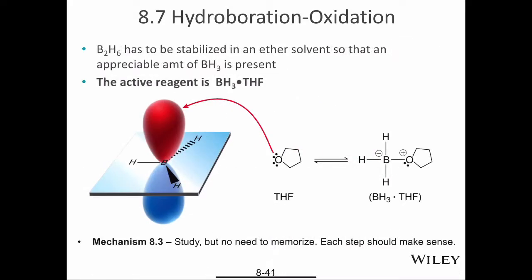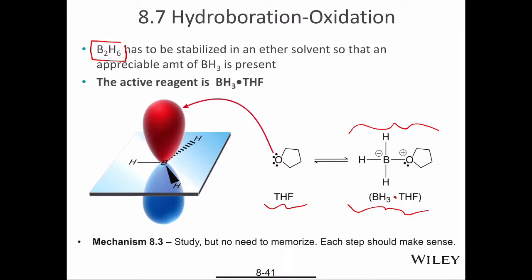So what happens is that the diborane, B2H6, has to be stabilized in an ether solvent so that an appreciable amount of borane is present. The THF, tetrahydrofuran, donates electron density into the empty p orbital of the borane and stabilizes it. And that's why we write the reagent as BH3·THF. The dot in the middle represents the stabilization of the borane by THF to produce this species.